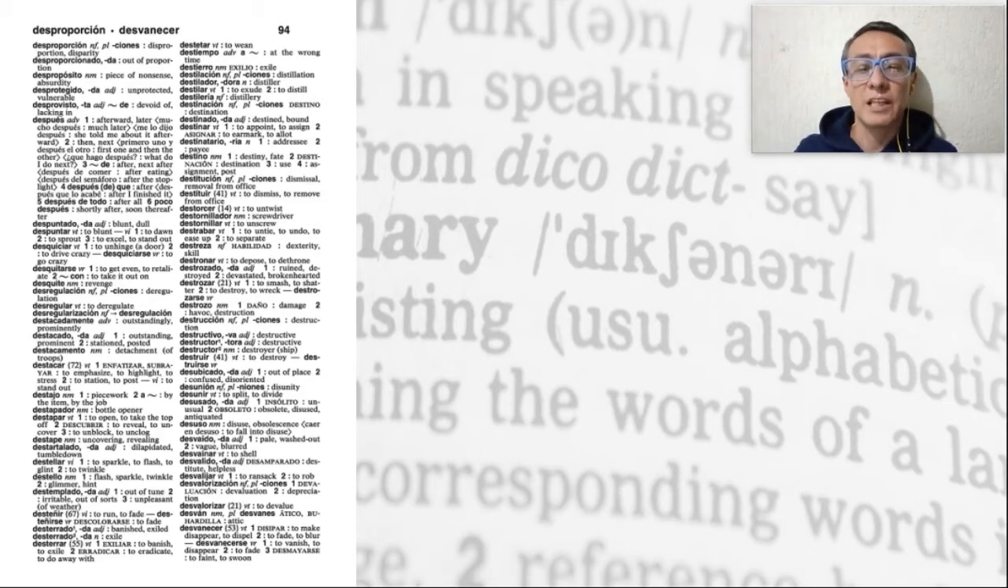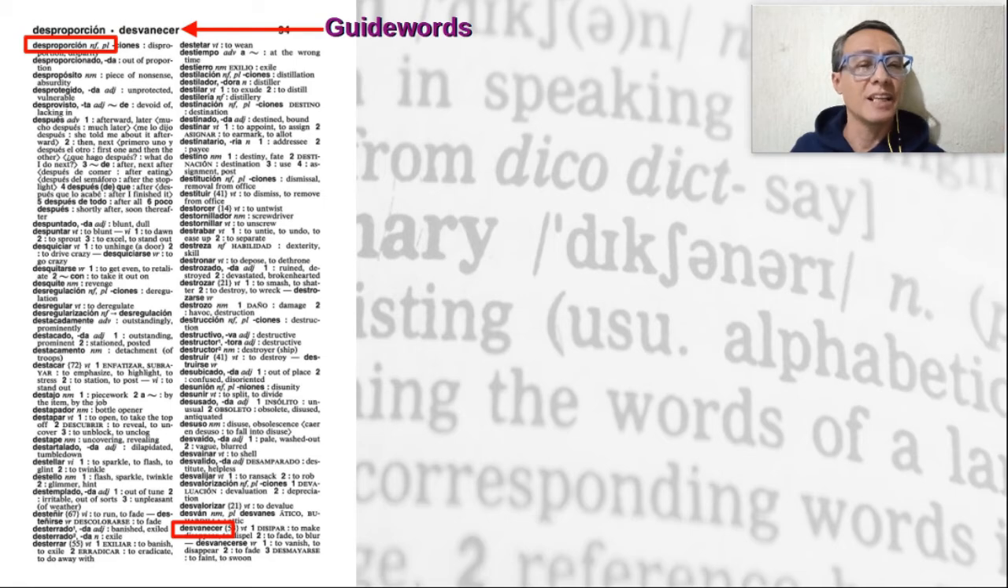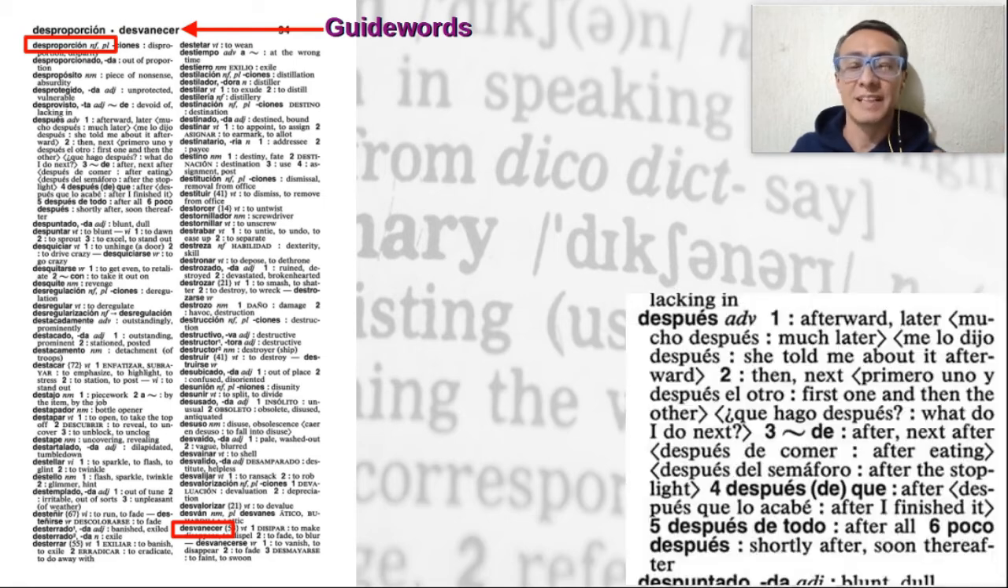This is the Spanish to English section. And these must be the guide words. Yes, they are. The first entry in the page is desproporción. And the last one is desvanecer. Okay, let's look for the word después. Here it is. The entry for después.